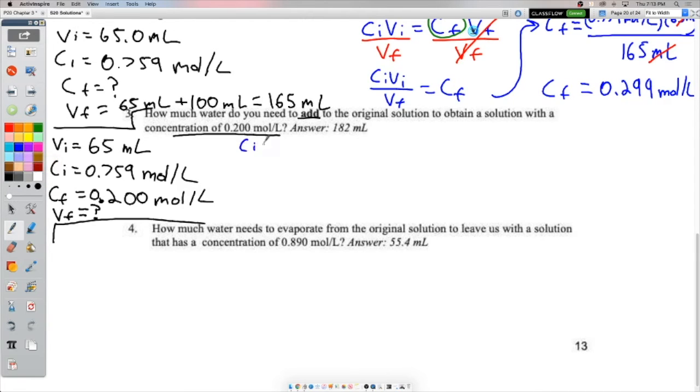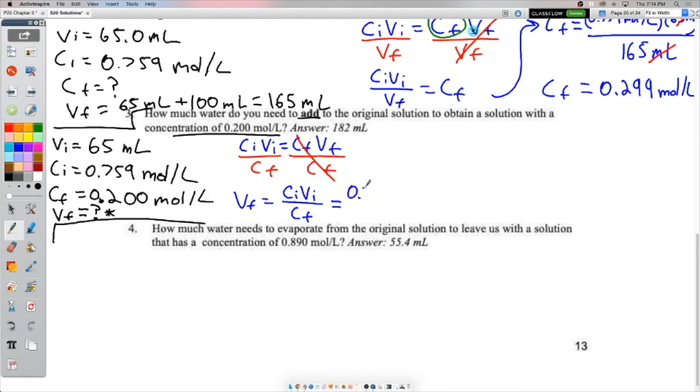So like always, check the formula sheet for the one that works. In this case, once again, it's this one. I'm going to put a little note that it won't be our final answer. That's what that little star means. It's not our final answer, but it is important to know. So CIVI equals CFVF. We want to get rid of CF so that we can know VF. So VF is equal to CIVI over the final concentration. I'm just canceling out and flipping the left side with the right side because that's how we usually write it.